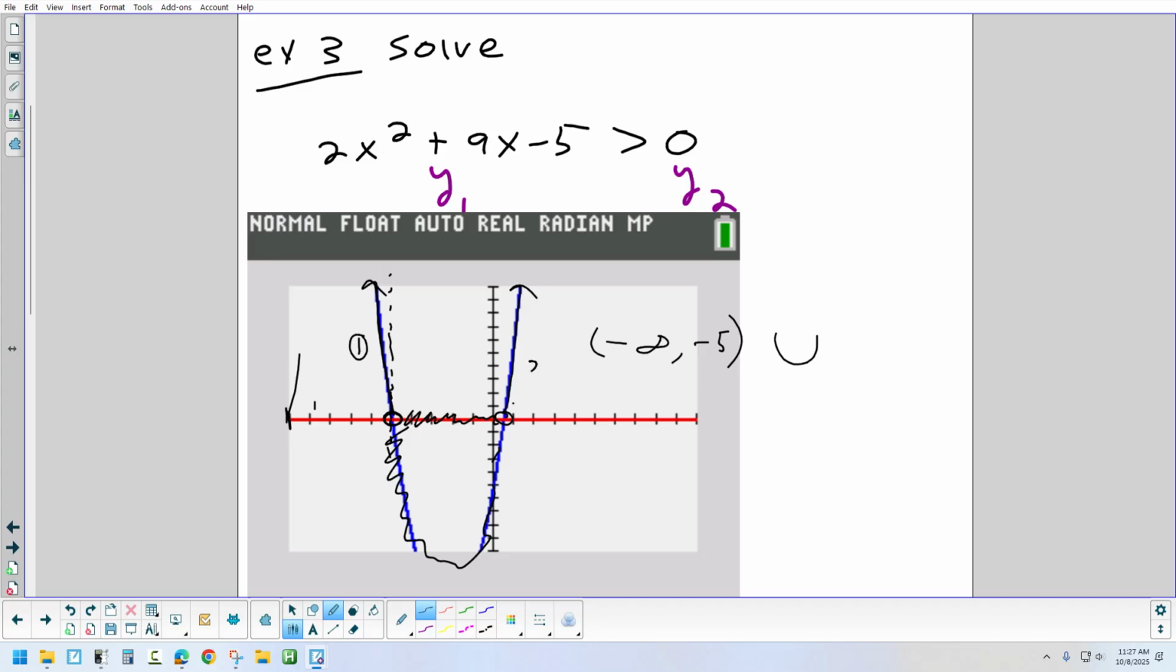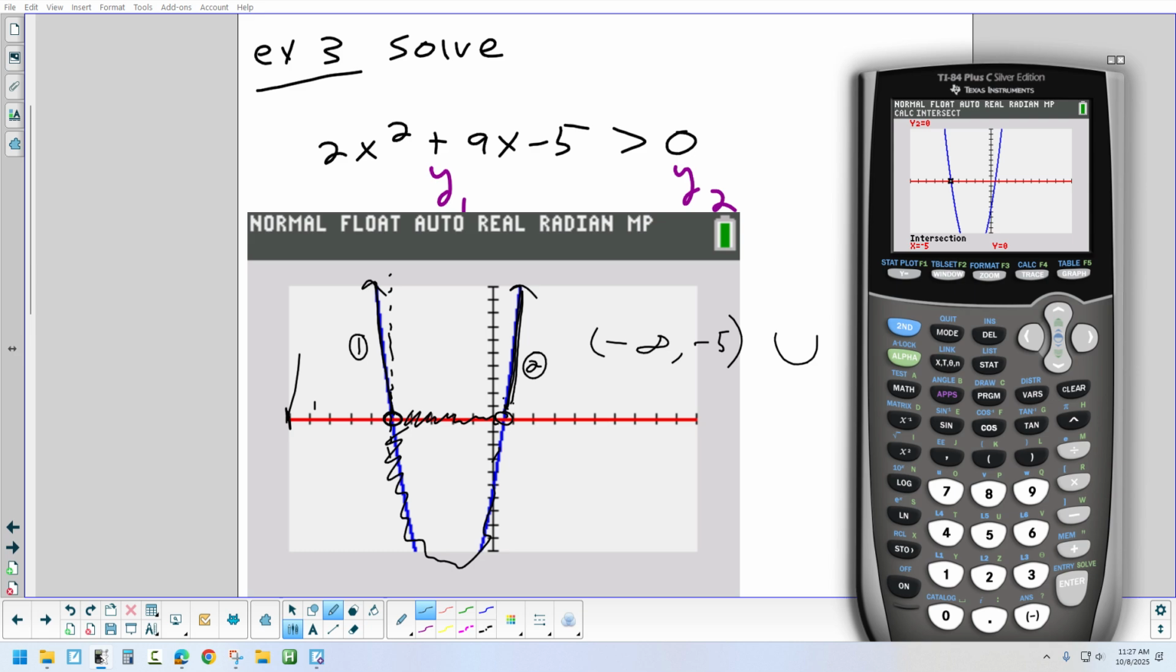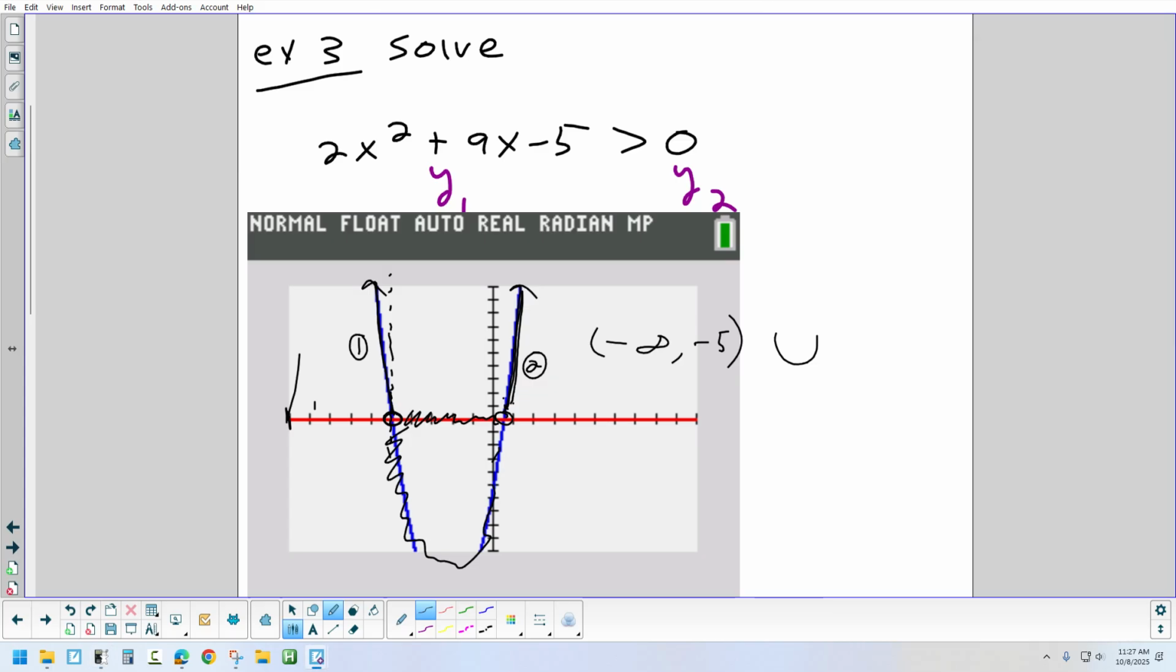Now we have to look at interval 2. How are we going to figure out the lowest x value that's in this interval? Yeah, right. We're going to see where we cross. Looks like it's about 0.5. So we'll do second calc intersect. Yep, we get 0.5, or 1/2.